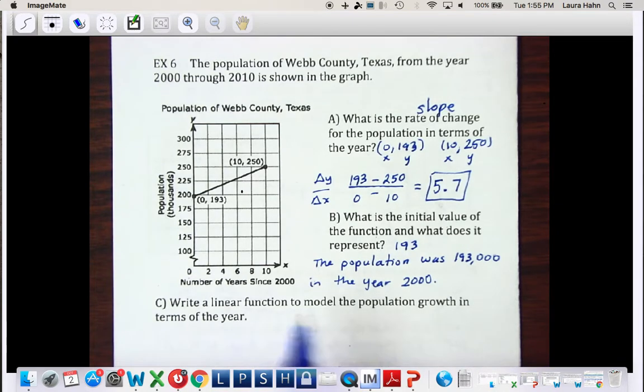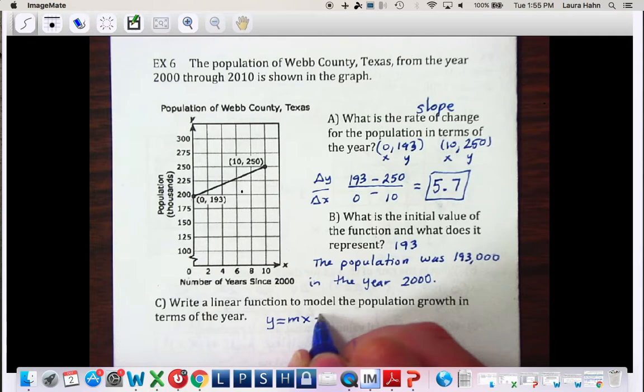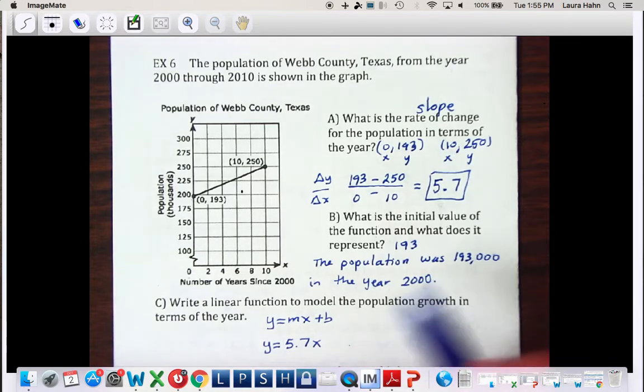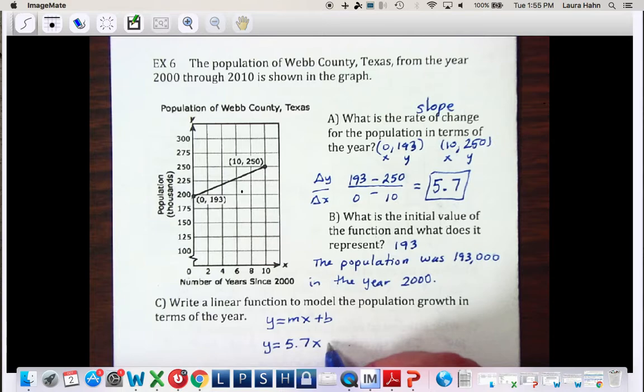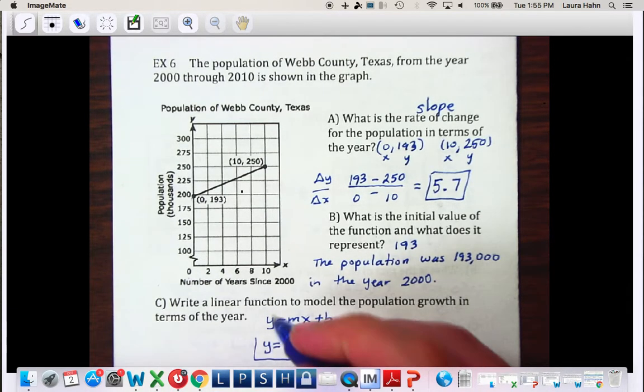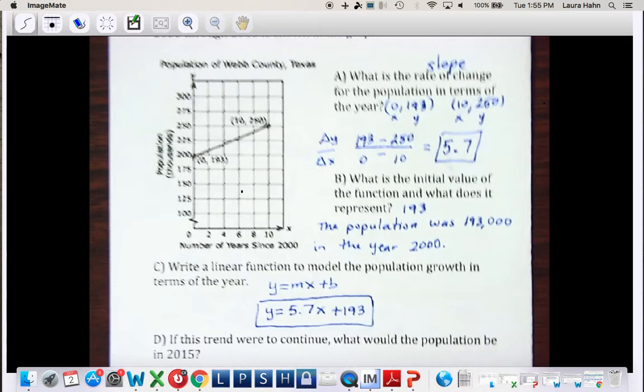Okay, let's write a linear function, which means the equation. So we already calculated m, our slope, which was 5.7. Our b, our y-intercept right here, started here, which is at 193, so I put plus 193.